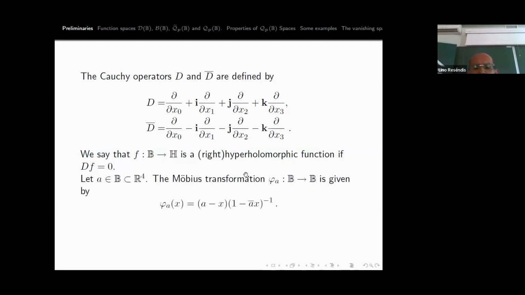Also, we will consider, for each point a in the unit ball, the following Möbius transformation phi sub a, from the unit ball to the unit ball, given in this form. Here we are considering a and x as quaternionic numbers. For this reason, we can write this Möbius transformation in this algebraic form.